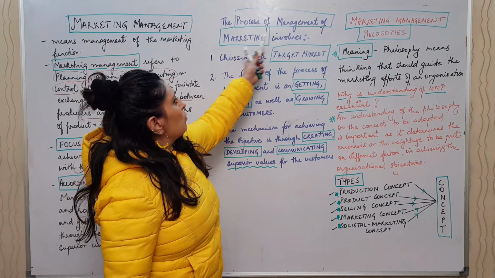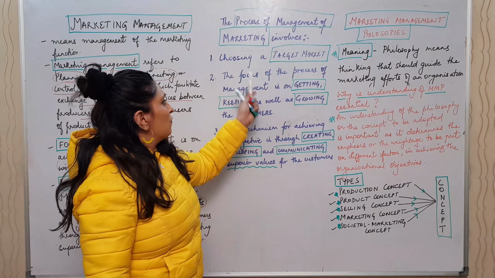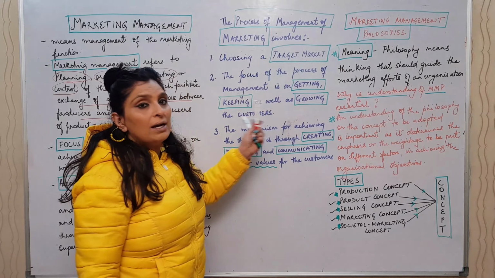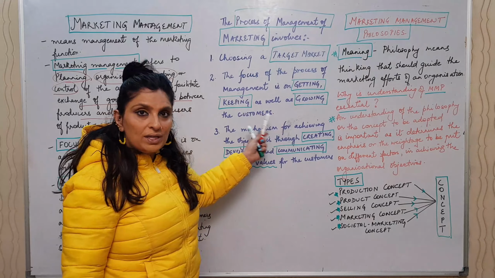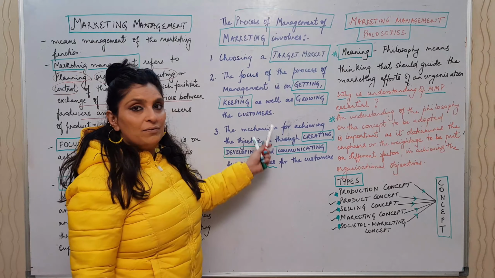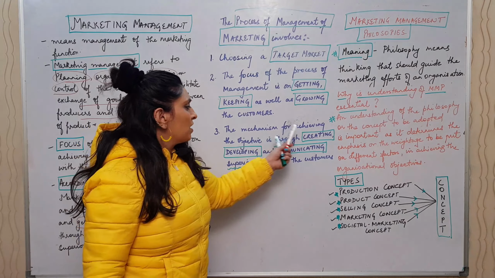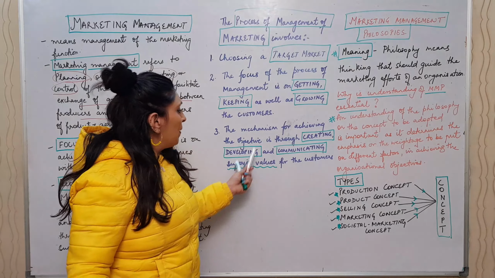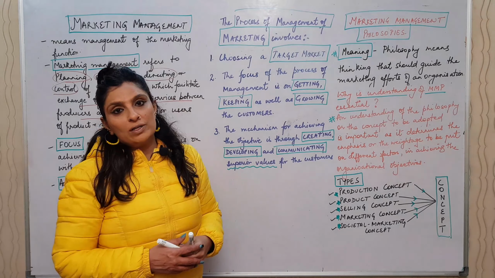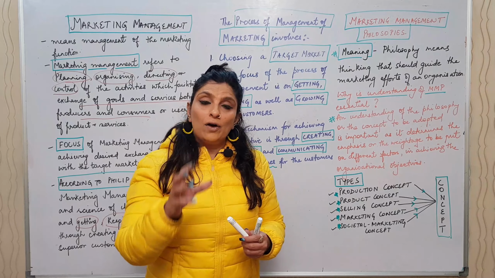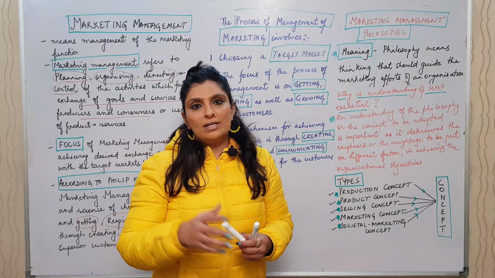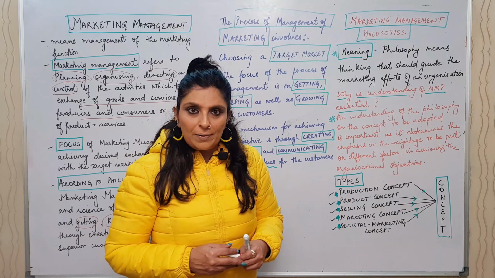So let's come to the process of marketing management. What does it involve? It involves choosing a target market. Of course, the focus of the process of management is on getting, keeping as well as growing the customer. And the mechanism you use for achieving the objective is through creating, developing and communicating superior values for the customer. So you have to create that kind of superior value so that the customer buys that particular product.